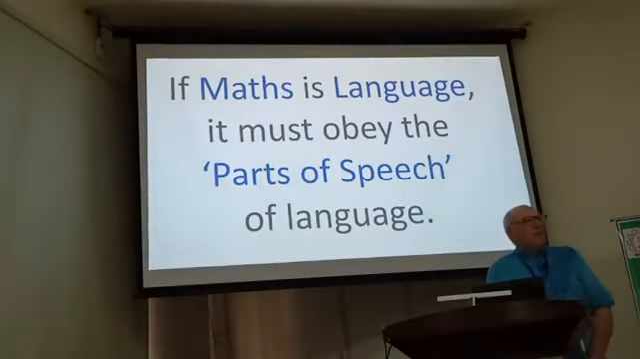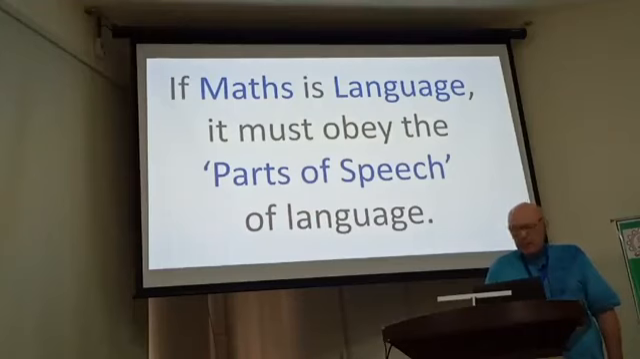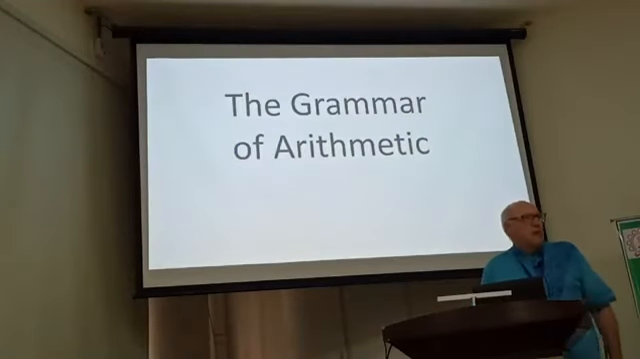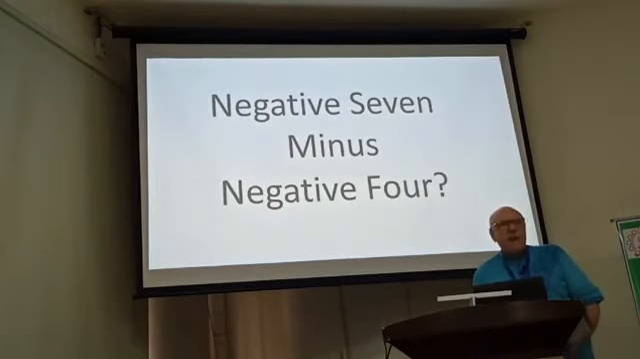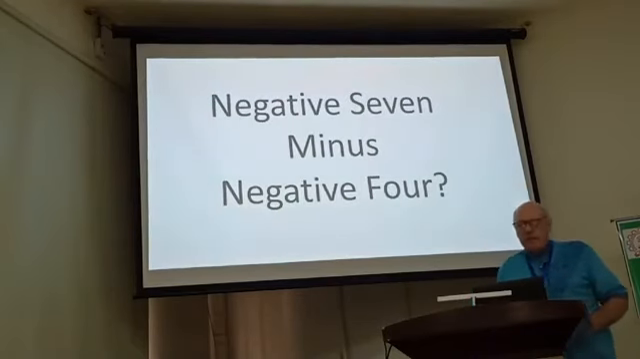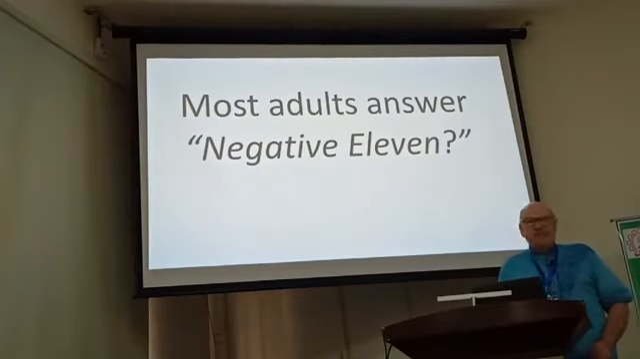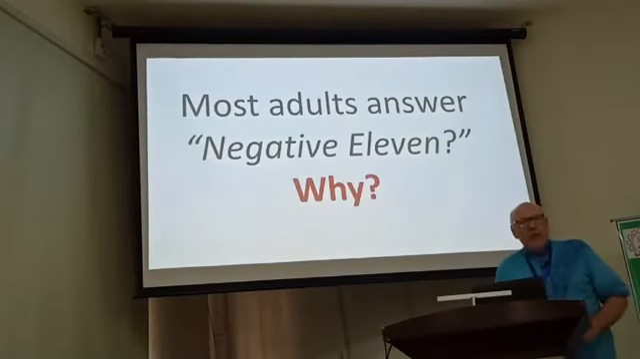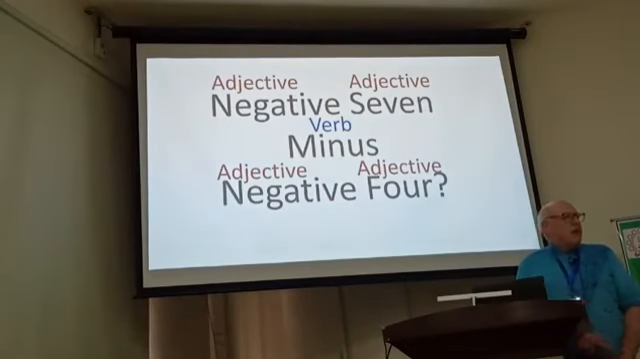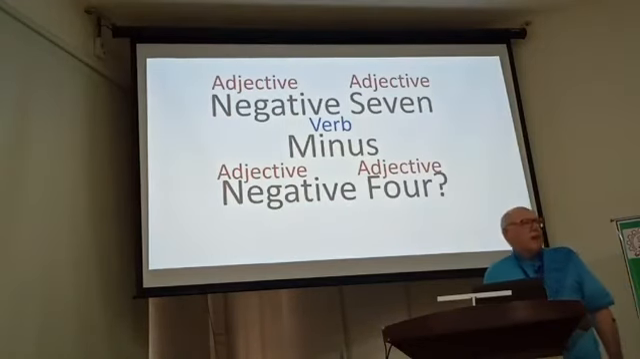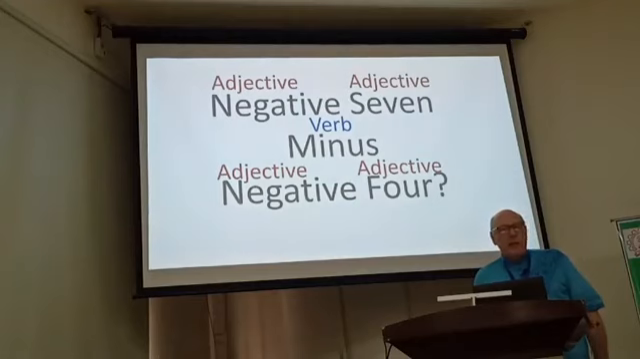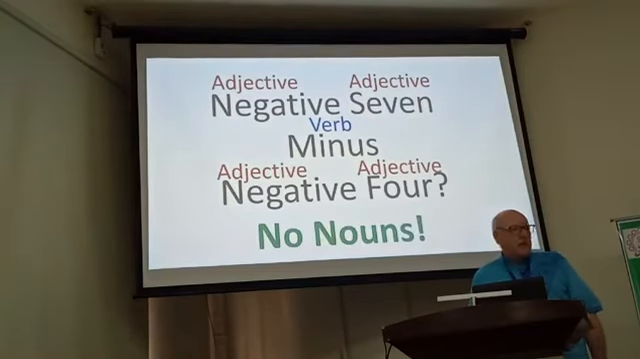So, if maths is language, it must obey the parts of speech of language. So I'm just going to mention a few words on the grammar of arithmetic. And if I ask adults, -7 - -4, the usual answer is -11. And the reason why is that there's no nouns. The semantic structure of that question is adjective, adjective, verb, adjective, adjective. I might as well ask something about the blue sky chasing the purple moon. I mean, it's just absolutely nonsense. There are no nouns in that.